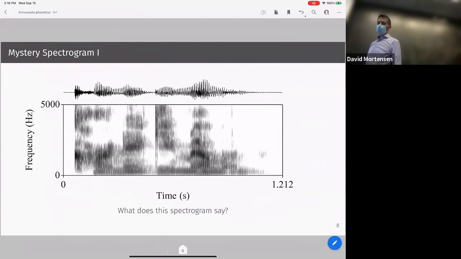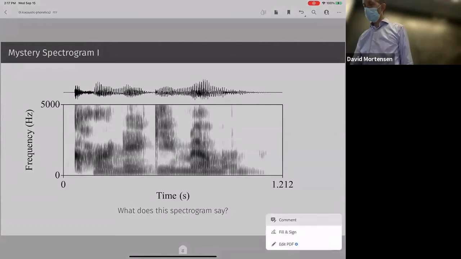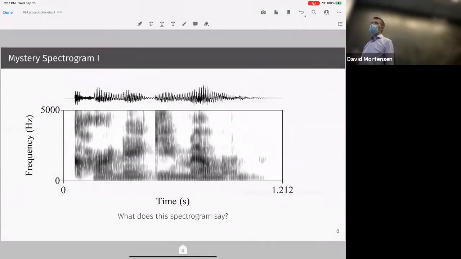So here is a mystery spectrogram. And I want you to work with me to figure out what this spectrogram said. Not because I think spectrogram reading is a job skill for you, but because it helps you know something about speech acoustics, and helps you to understand some of the issues that are involved in speech acoustics. So what can we say about the first sound?